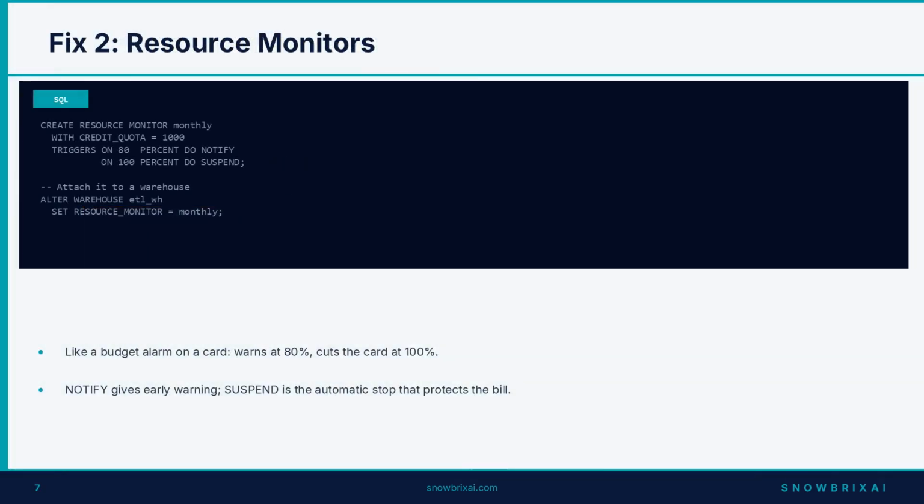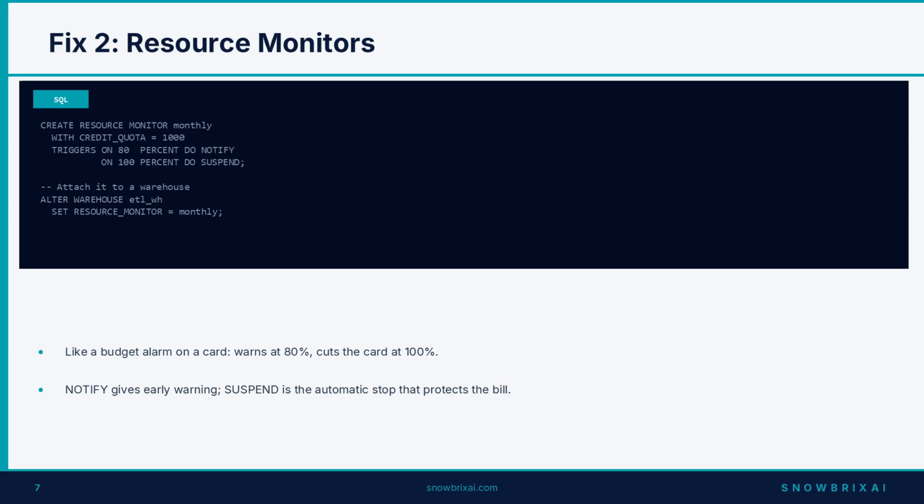Here is your guardrail. Create resource monitor with a credit quota of 1000. Then two triggers. At 80% notify you, at 100% suspend. Then you attach it, alter warehouse, set resource monitor to monthly. Think of it like a budget alarm on a credit card. It warns you at 80% and it cuts the card at 100%. Set this once, sleep better forever.